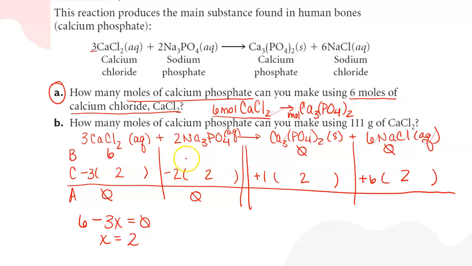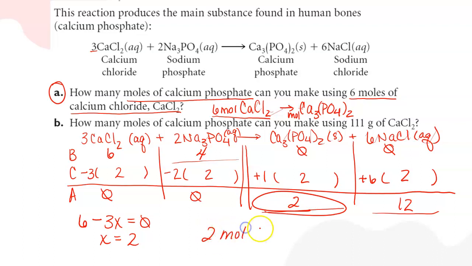After solving for the parentheses, we can fill in the rest of the unknown values in the table. So something minus 2 times 2, that has to be 4 to make that equal to 0. 0 plus 1 times 2 is 2. 0 plus 6 times 2 is 12. Looking back at what I was asked for, moles of calcium phosphate, that would be here. So my answer is 2 moles of calcium phosphate.